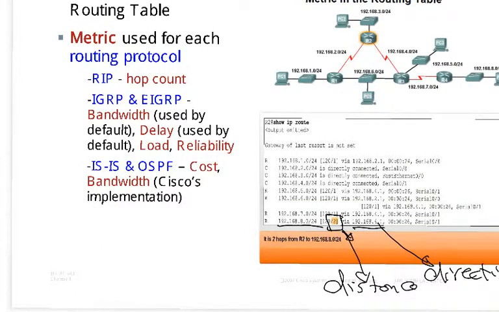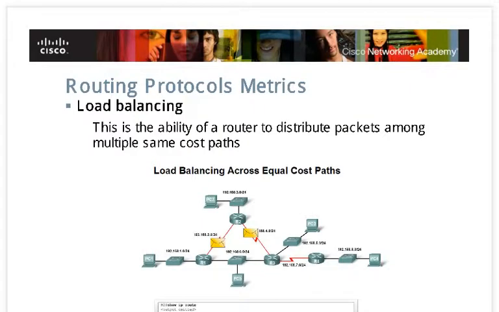So that's what I was saying. RIP uses the hop count easily. EIGRP and IGRP use bandwidth, delay, load, and reliability, whereas OSPF uses sometimes cost or bandwidth. Okay? And this depends on Cisco's implementation. So that's the metric.